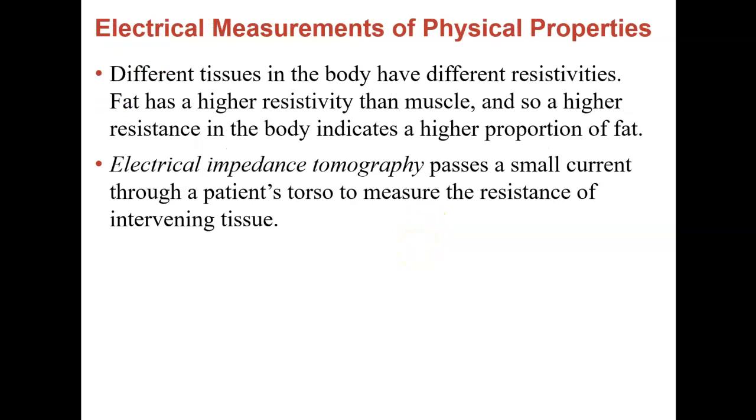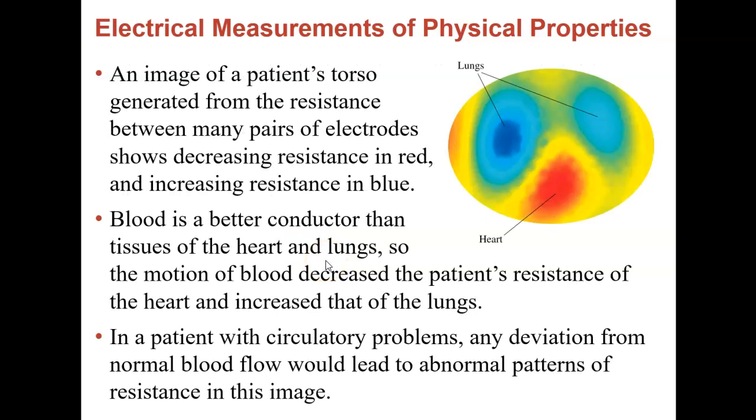Okay, so different tissues in the body have different resistivities. Fats have a higher resistivity than muscle, so a higher resistance in the body indicates a higher proportion of fat. That's actually one of the ways that they can figure out body mass. So different body types can actually give different resistivities, and you can have different conducting areas that look like this, to look at resistances in electric charge.